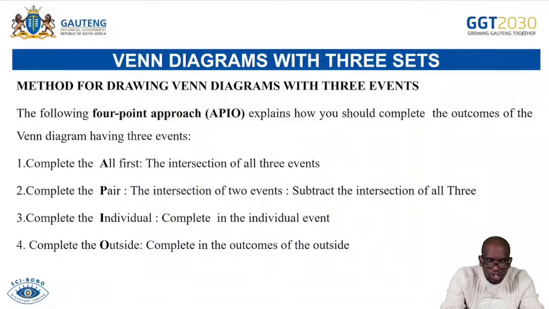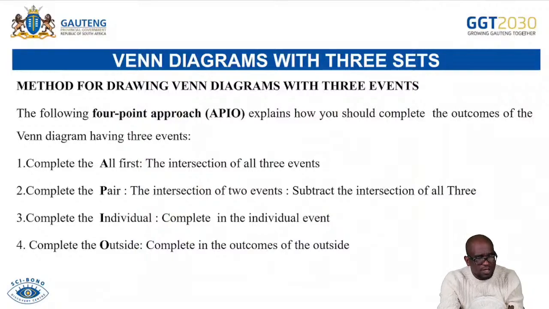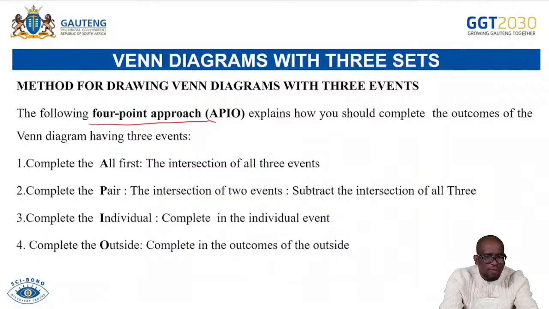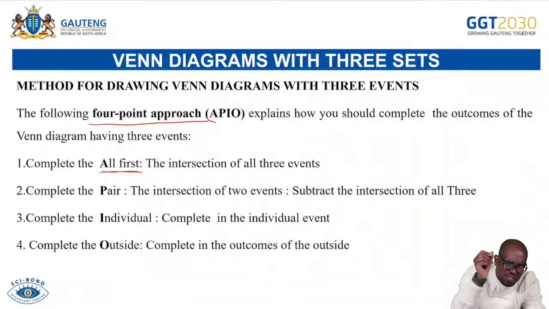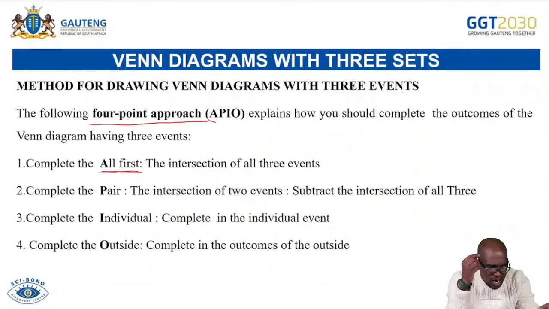The methodology for drawing Venn diagrams with 3 sets. How do we draw Venn diagrams with 3 sets? We can follow the 4-point approach, the APO approach, which explains how we should complete it. We first complete for all, that is the intersection of all events. That is where we start. And then we work with the pairs, that is the intersection of 2 events.